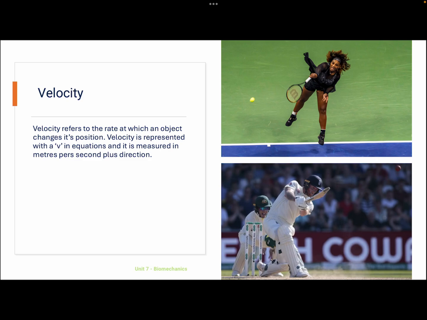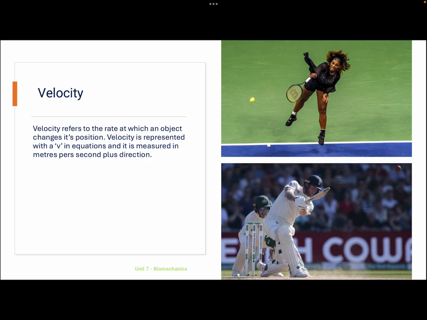Serena Williams has served the ball. The ball travels 9 meters north in 3.2 seconds. To find the velocity, you would have to do the total displacement, which is 9 meters, divided by 3.2 seconds, which is the total time taken. 9 divided by 3.2 is 2.81, rounded to 2 decimal places. Velocity is measured with direction as well, so the velocity of the ball is 2.81 meters per second north.